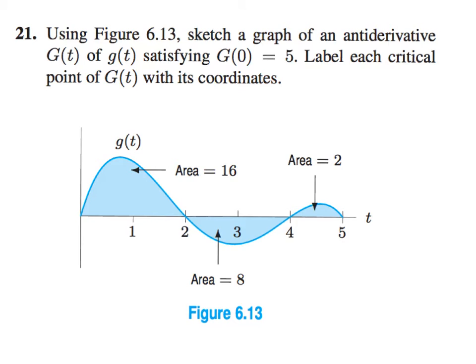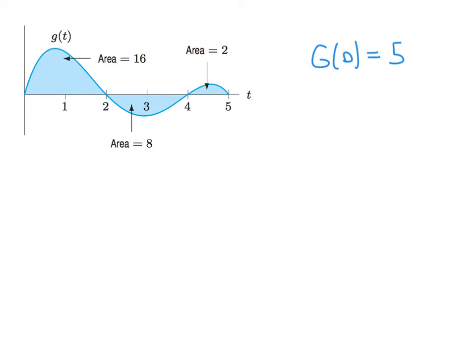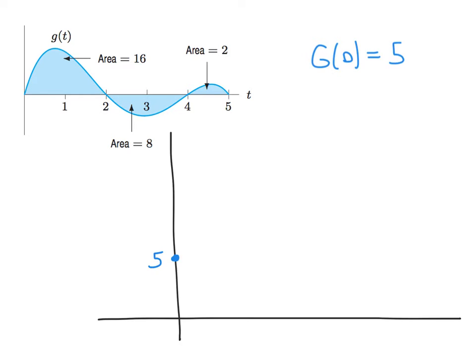I forgot to mention for your reference, this is 6.1 number 21, so from the book. I've copied just the graph over to the next slide, and this additional information, capital G of 0 is equal to 5, so that we can now start drawing the graph.